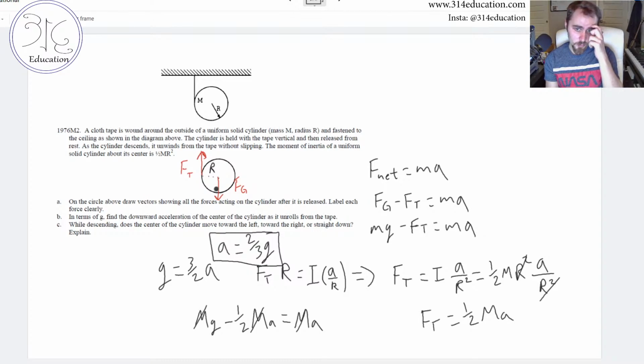Now, when it's descending, we already noted all the forces we have acting on this. We have forces pulling downwards and upwards with a net force pulling downwards. We have no forces pulling us to the left or the right, so we actually don't expect any acceleration in the right or left direction. So we expect this to be moving straight down. So this is going straight down.